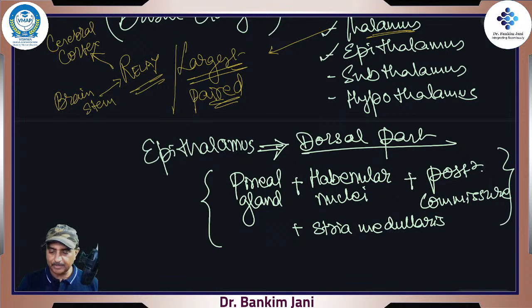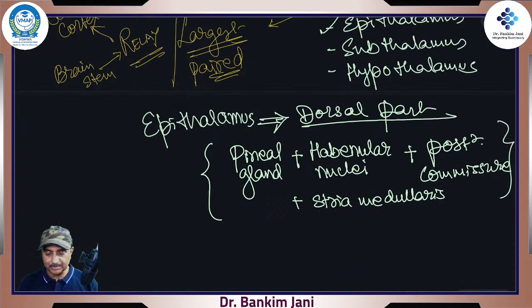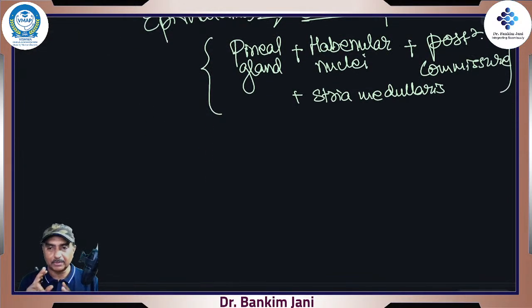Thalamus done, epithalamus, then the subthalamus. Now see, these are the names. This would be our style today: we'll talk about what the importance is, then we'll draw, so that we get a general idea, and then we'll start with the dissection.